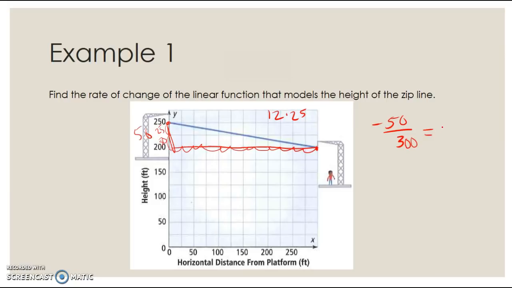And then I need to reduce this, and so when I reduce this, I'm going to get a negative. 50 goes into both, so we'd have 1 over 6. And remember, when the smaller number's on top, we're going to end up with a fraction. We're going to keep the fraction. So our answer was a negative 1/6. That is our rate of change.